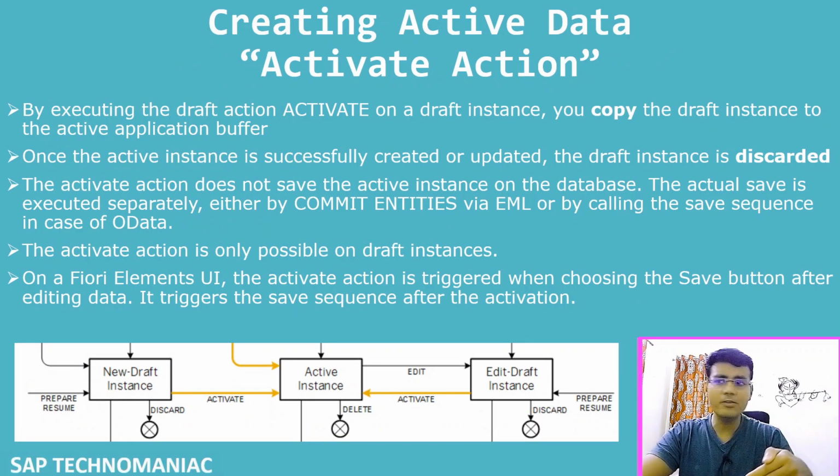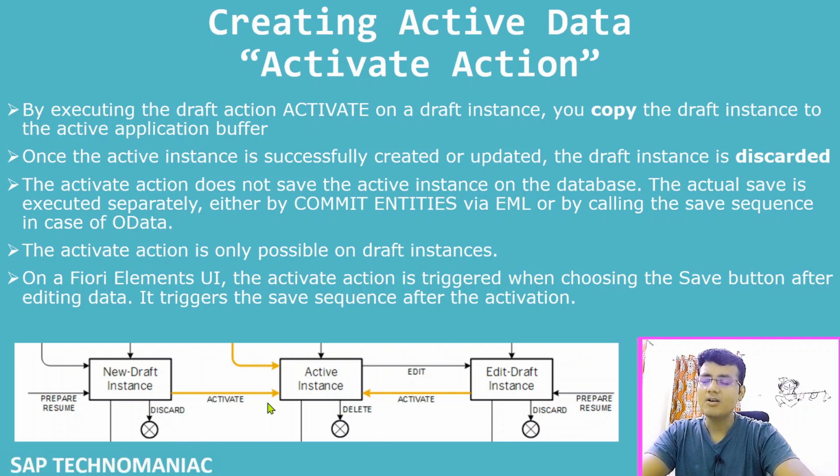Now, what will happen during the activate action? By executing the draft action activate, the draft instance is copied to the active instance. Second, as soon as it is copied to the active instance, it discards the draft. Whatever draft you have, whether it comes from a new draft or an edit draft, once it is activated, the draft will be discarded.